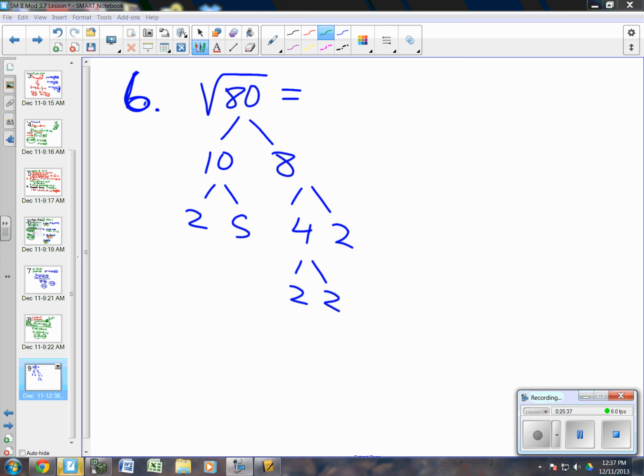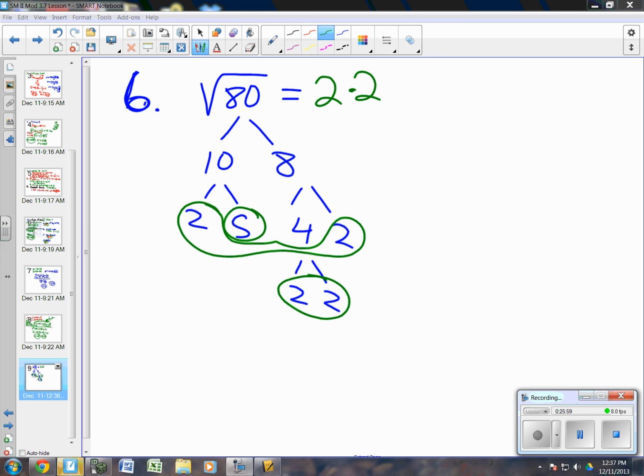Okay, I've got a pair of 2s right here, a loner 5, and a pair of 2s right there, right? What do I do with my pairs? I take one out of this pair, put it outside. One out of this pair, put it outside. And I put my loners back inside. Now, any numbers outside I multiply together. Any numbers inside I multiply together. And I got my solution, right? 2 times 2 is 4 root 5.